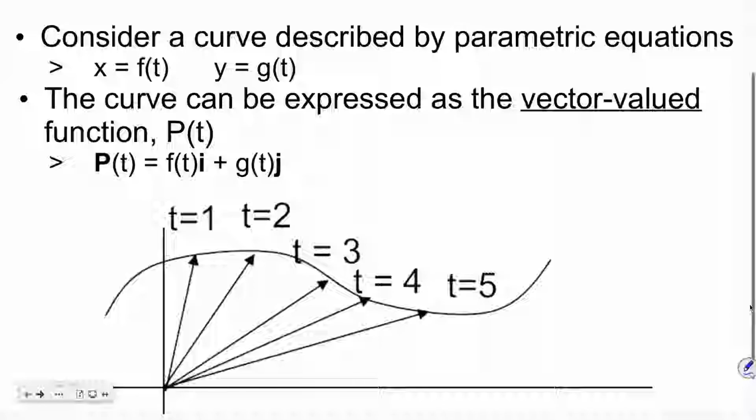we take our set of parametric equations, f of t and g of t, how we expressed, we had x equals and y equals. And what we're going to do is, like you said, we're going to put them in the components of a vector.